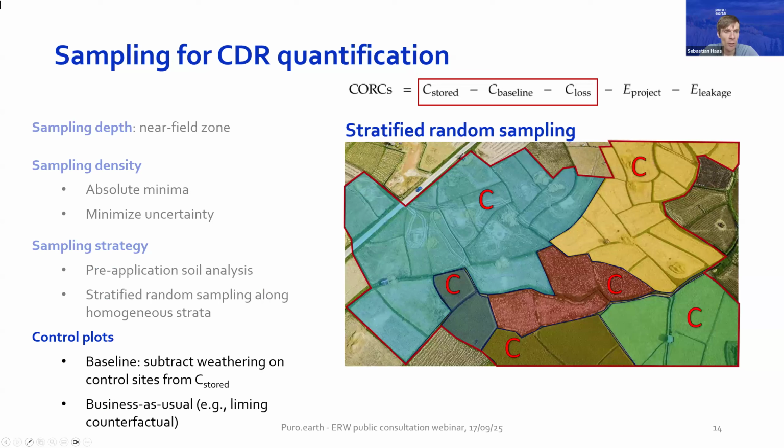And one more word about control plots, because they feature very large in this methodology. They really account for this field component, which is the major component of the C baseline term. So they're subtracted from C stored, and they are really the business as usual case. So they also correct ideally for the liming counterfactual, for example. If there was agricultural liming done before ERW started in a given place, then the control sites ideally should be limed as well to account for this business as usual case.